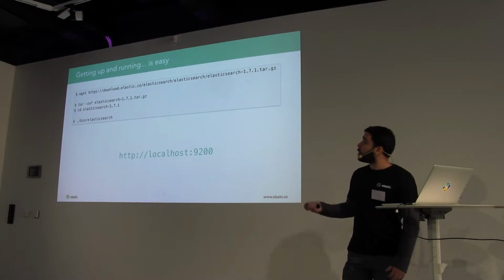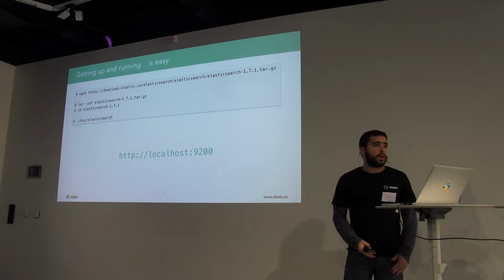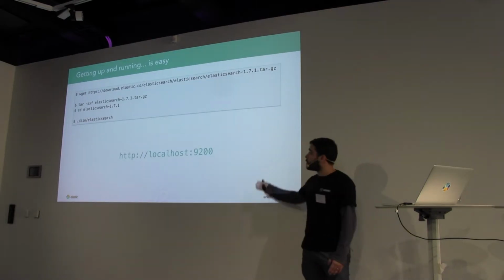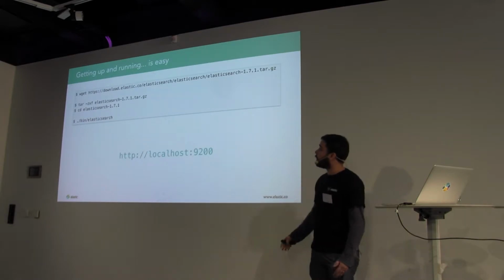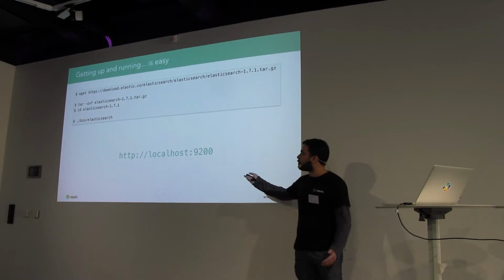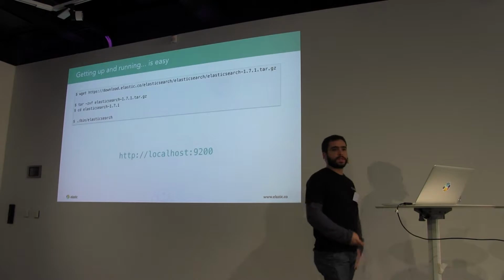So getting up and running is really, really easy. It's basically downloading a file, untar, and execute Elasticsearch. All you need is Java 1.7, and then you can go to the URL at localhost. That's the default configuration, 9200, and start playing around with Elasticsearch.